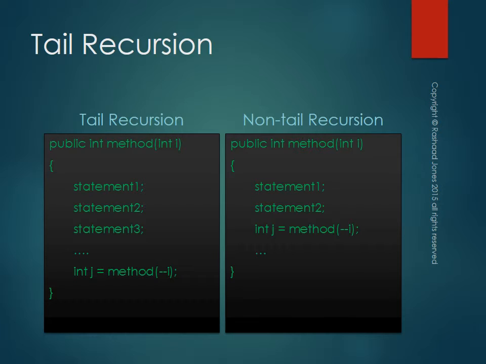And because this is the last statement, this is called a tail recursion. Now in a non-tail recursion, which is what we've been doing up until now, we make the recursive call anywhere but the last statement. So in this case, I have statement 1, statement 2. I make my recursive call, and then I can also have other statements as well.